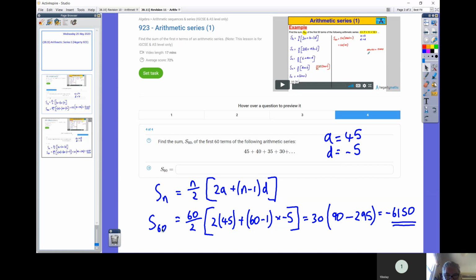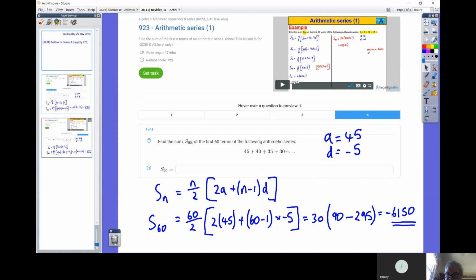So our sum of the first 60 terms is going to be 60 over 2, open bracket, 2 lots of a, so 2 lots of 45, plus n minus 1, so 60 minus 1, times our common difference of minus 5. Work that out, and you get a total of the first 60 terms being minus 6150.